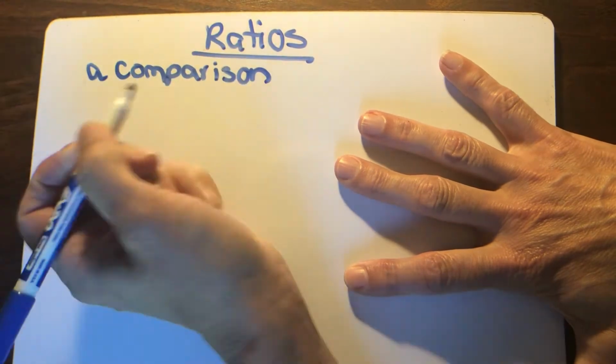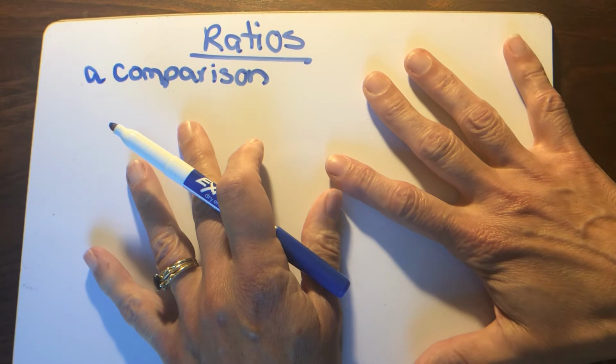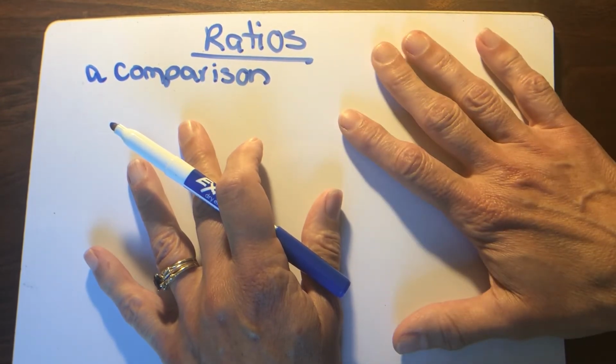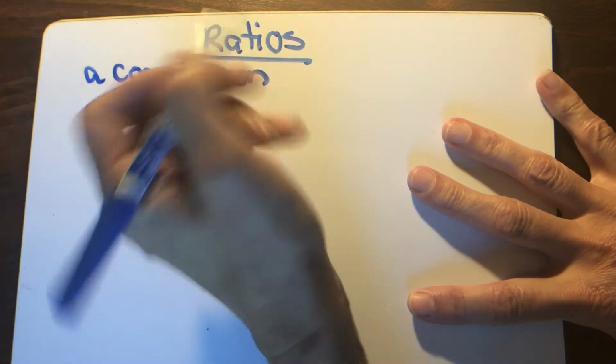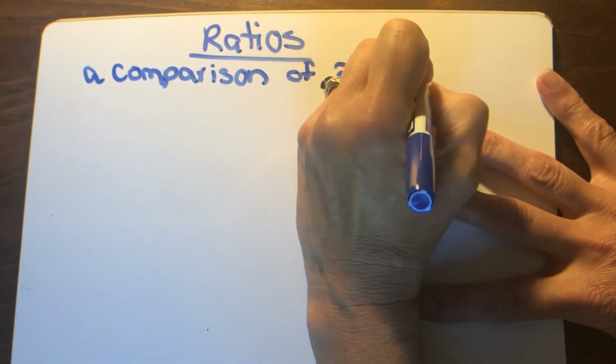of two values. So go ahead and get whatever you're going to use to take notes on. I would recommend you take notes on something separate from what you're going to write your problems on. Ratios are a comparison of two values. So you're writing this down.